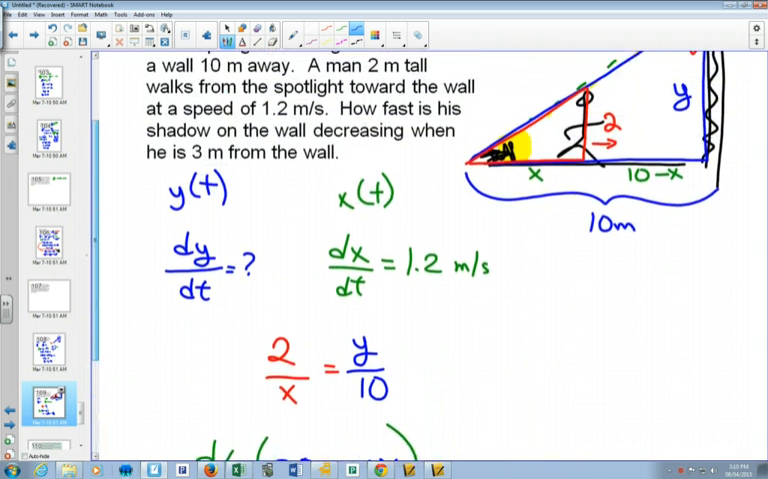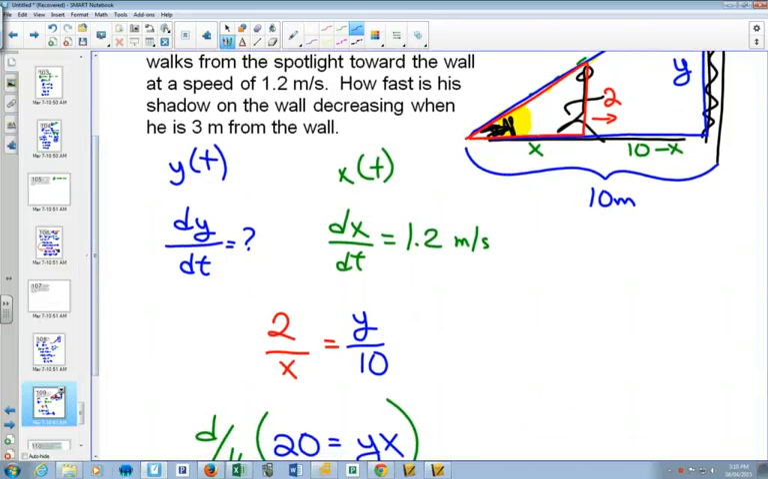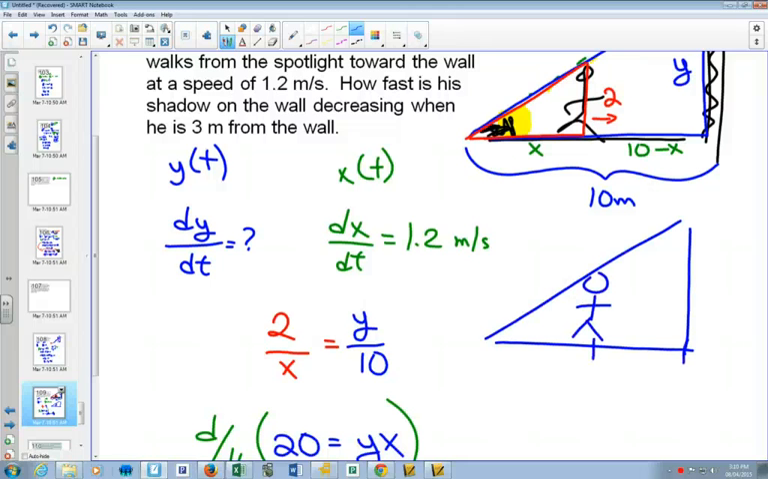Now we want to find out how fast when he is 3 meters from the wall. So in that situation, this part here is 3, which would make this part 7. Still 2 meters tall, so the ratio of 2 over 7 has to equal y over 10, which tells us that y is 20 over 7 at that moment.